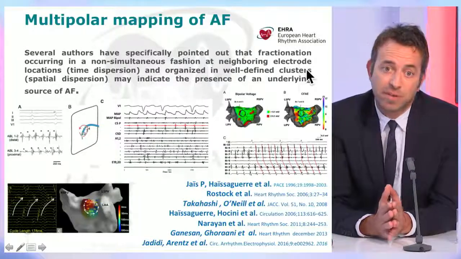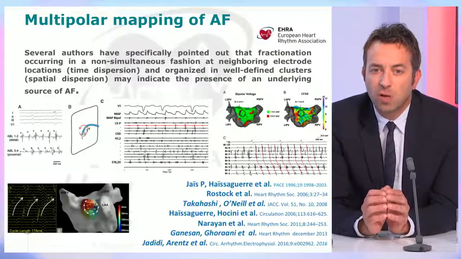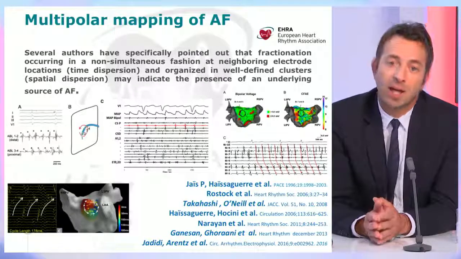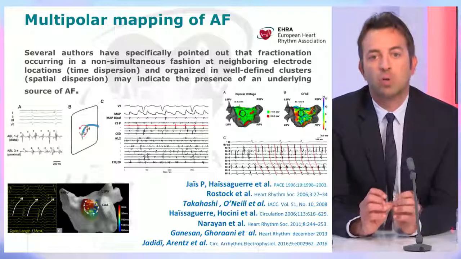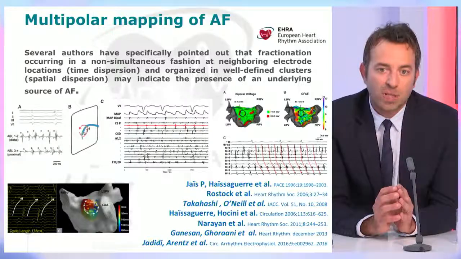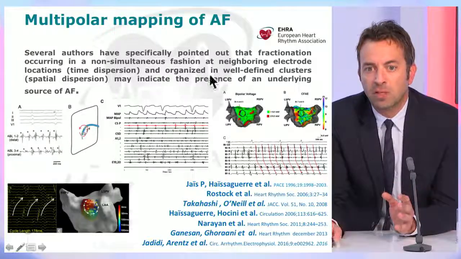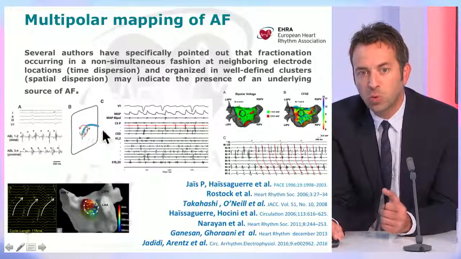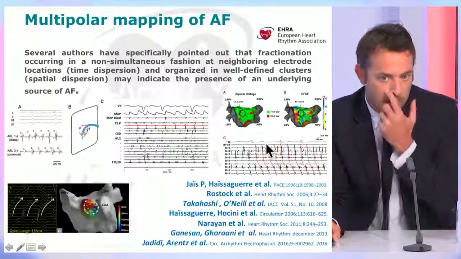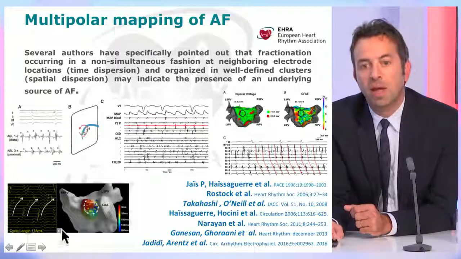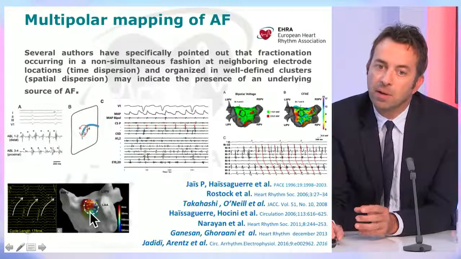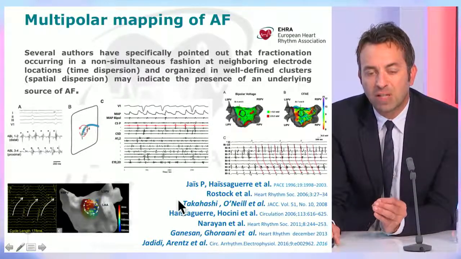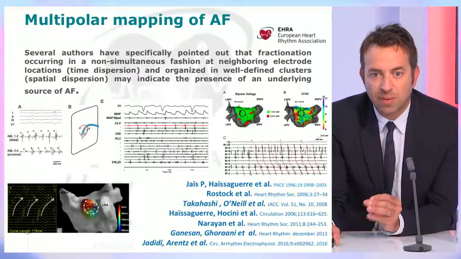Several authors have specifically pointed out that fractionation occurring in a non-simultaneous fashion at neighboring electrode locations, what we could call time dispersion, and organized in well-defined clusters, what we could call spatial dispersion, may indicate the presence of an underlying source of AFib. You can see several examples of very interesting, fascinating publications from the Bordeaux group first, and also Sanjiv Narayan, Dr. Ganesan and Gorani, New York, and of course a recent very interesting article from Amir Jadidi and Thomas Arends that shows that regional activation was very important to detect AFib drivers.